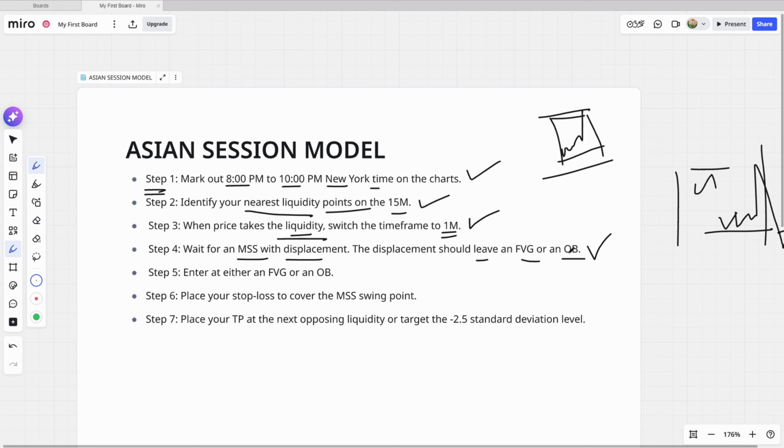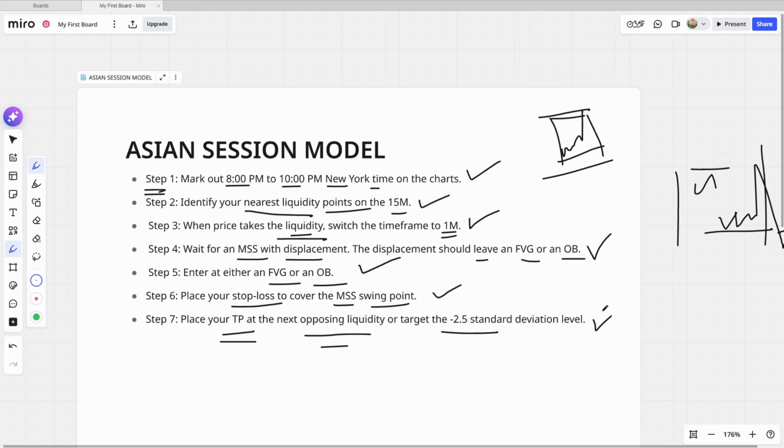Once you have that confirmation, you can look to enter your trade directly from that fair value gap or order block, as both of these act as high probability entry zones after the structure has shifted. For your risk management, you want to place your stop loss beyond the swing point that caused the market structure shift. This gives your trade enough room to breathe while still protecting your capital. And finally, for your take profit, you want to target the next opposing liquidity level, or you can use something like the negative 2.5 standard deviation as a more advanced target.